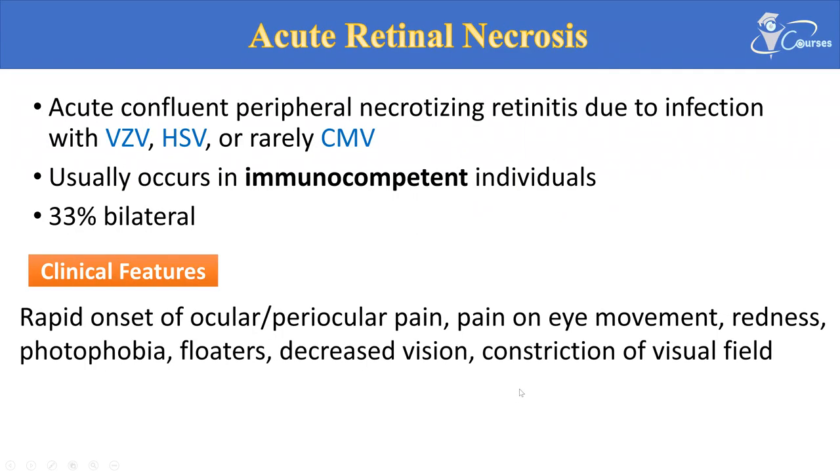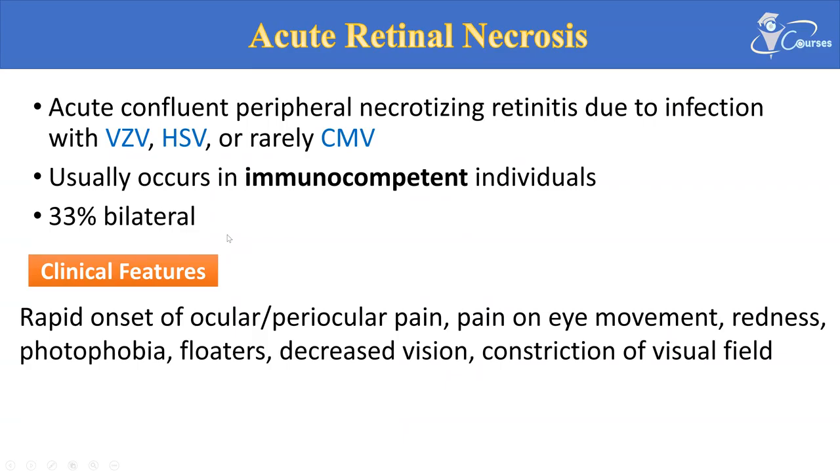Another form of viral uveitis, viral retinitis, is called acute retinal necrosis. So in acute retinal necrosis, there is presence of acute confluent peripheral necrotizing retinitis, which occurs due to varicella zoster virus, herpes simplex virus, or rarely the cytomegalovirus. So what will make it different from the cytomegalovirus retinitis is that it usually occurs in immunocompetent individuals.